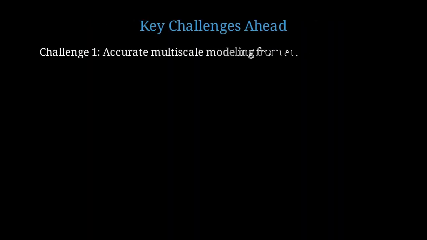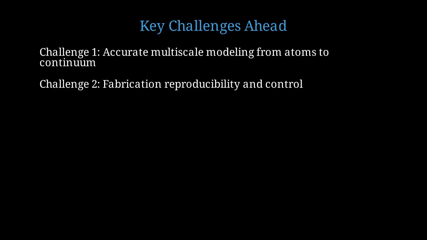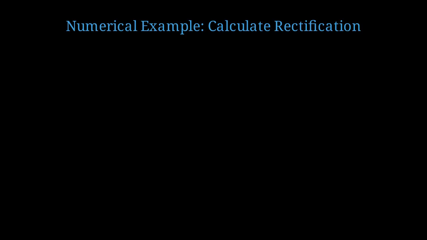We need better multiscale models that bridge from atomic-scale molecular dynamics to continuum transport equations. Fabricating nanopores with precise, reproducible dimensions and surface chemistry remains difficult, especially for mass production. Many applications require long-term stability in harsh chemical or biological environments, which can degrade pore properties. Let's work through a concrete numerical example to estimate rectification ratio.